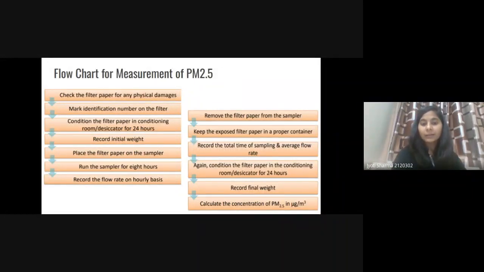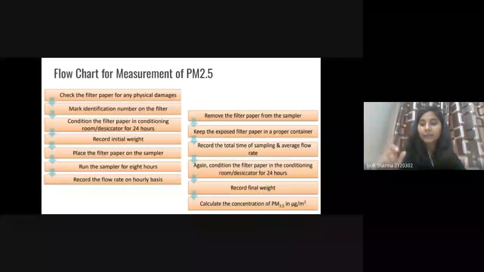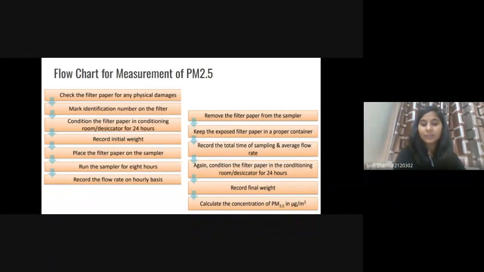paper, and then what will you do? You will calculate the weight and you will record the total time and the flow rate, and based on that you can calculate the concentration of this particulate matter 2.5. So this is basically the flow rate and basic principle of how we can calculate particulate matter 2.5 using a volume sampler.